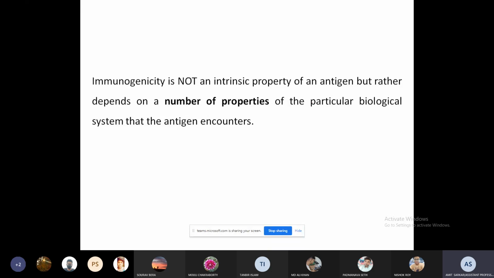So it is not an inherent or intrinsic property of an antigen to be immunogenic. That means whether an antigen will be able to stimulate our immune system or not is not at all an inherent property. That property actually depends upon some other properties of a particular biological system that the antigen is going to encounter. Okay, fine. So let's see what those properties are.